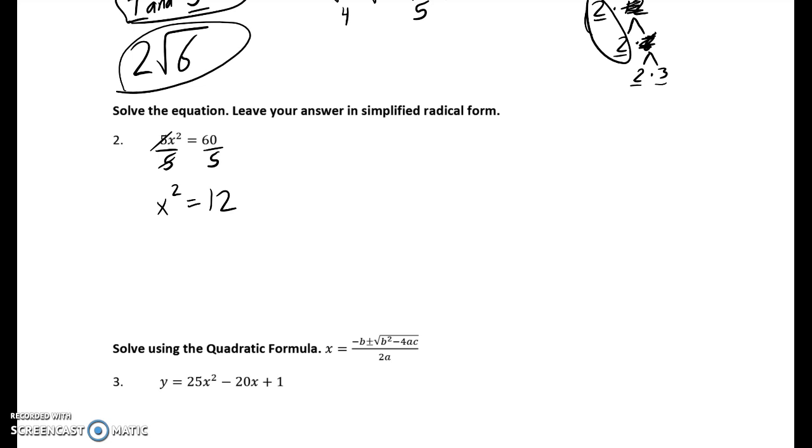But this time it's x times x equals 12. I don't want x times x. I want just x. So what we do is we take the square root of both sides. Okay? Square root of x squared is simply x. That's why we take the square root.